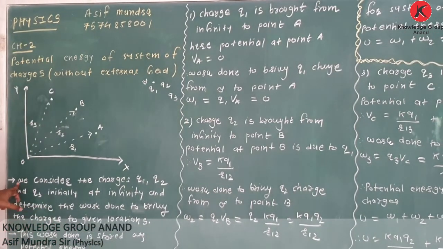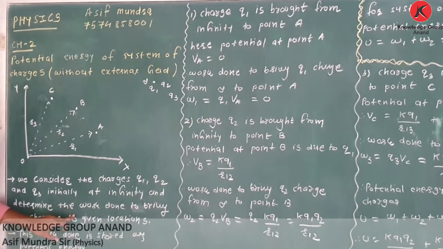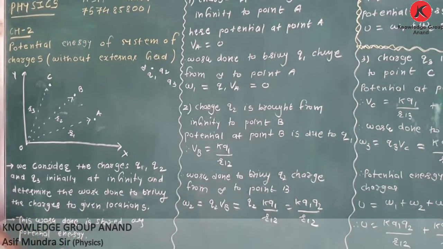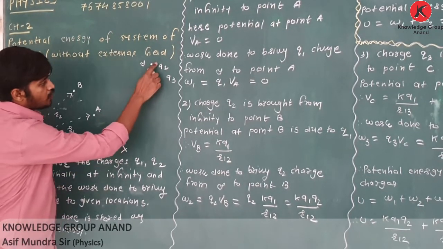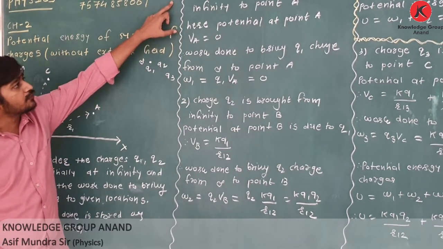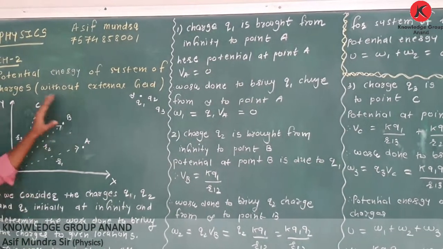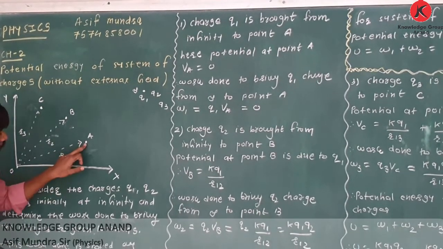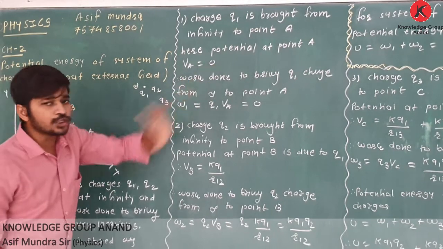We consider three charges Q1, Q2 and Q3 initially at infinity and determine the work done to bring the charges to given locations. This work done is stored as potential energy. First, we will bring charge Q1 from infinite distance to point A. Now, what is potential at point A? In this region, there are no charges and no external field. Then at point A, potential is 0. Potential at point A, VA is equal to 0.